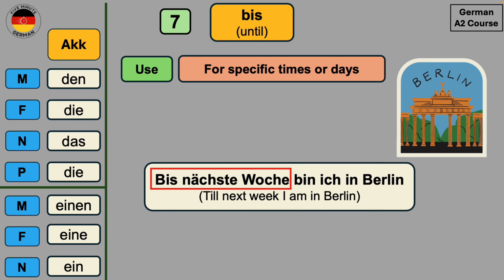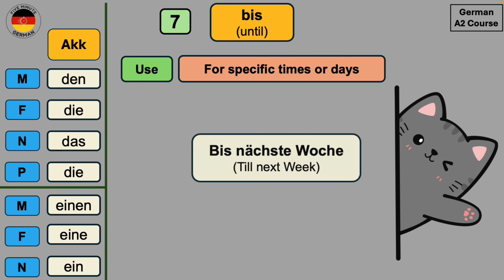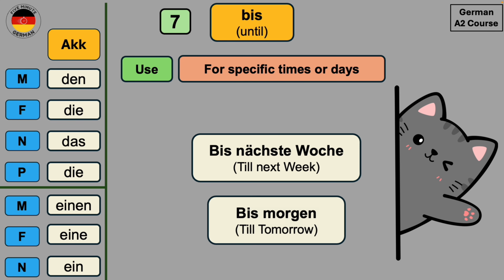Another example with a day can be, Bis nächsten Dienstag bin ich in Berlin. Till next Tuesday, I am in Berlin. And something which you will frequently hear in your daily life in Germany will be bis nächste Woche, till next week. So when it is Friday and you have a weekend after it, then you can just say to your colleagues bis nächste Woche, that you will see them next week. Or you can also say bis morgen, till tomorrow, or see you tomorrow. So this is also commonly used.